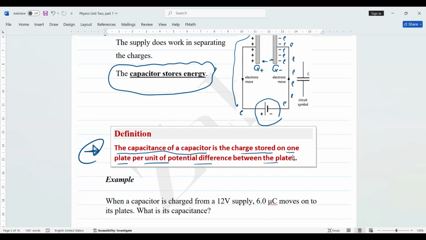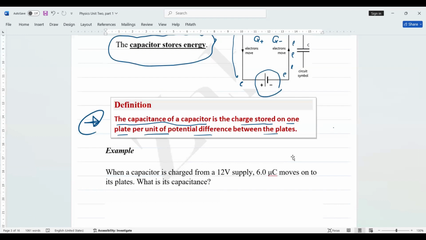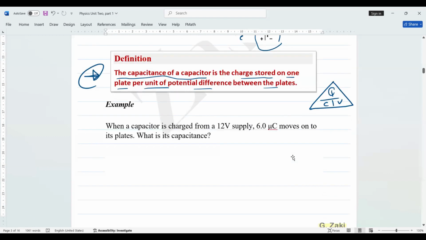Okay, now let us do this example. Of course, we use the same formula: Q equals C times V. Now, try to solve this example and then we solve it together after you finish. Try.